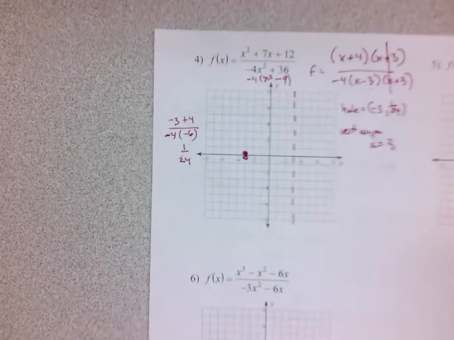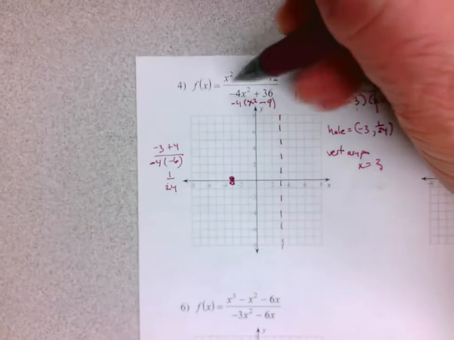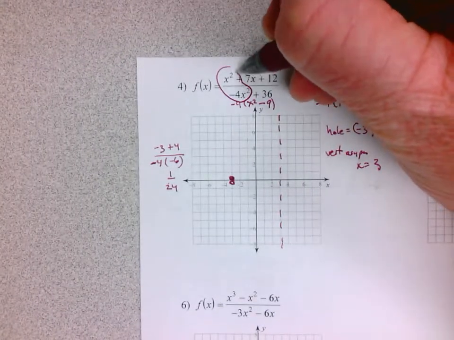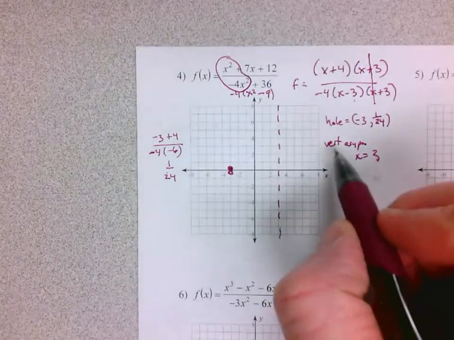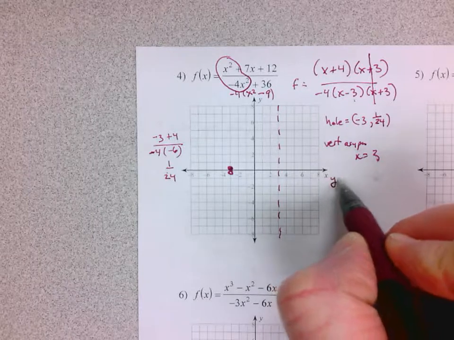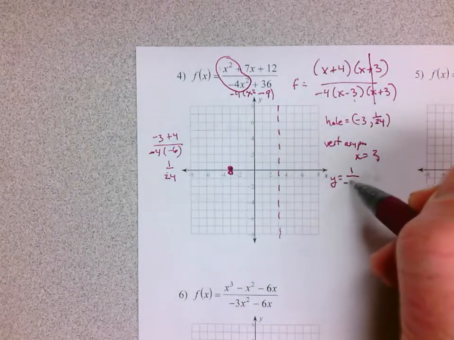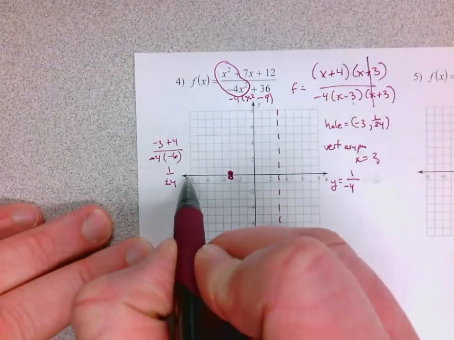And let's see if I have any horizontal asymptotes. I look at the highest power, which is x squared. They are the same. Since they're the same, my horizontal asymptote is the coefficient of the numerator over the coefficient of the denominator. So y equals -1/4. So that's a horizontal line right here, almost the x-axis.